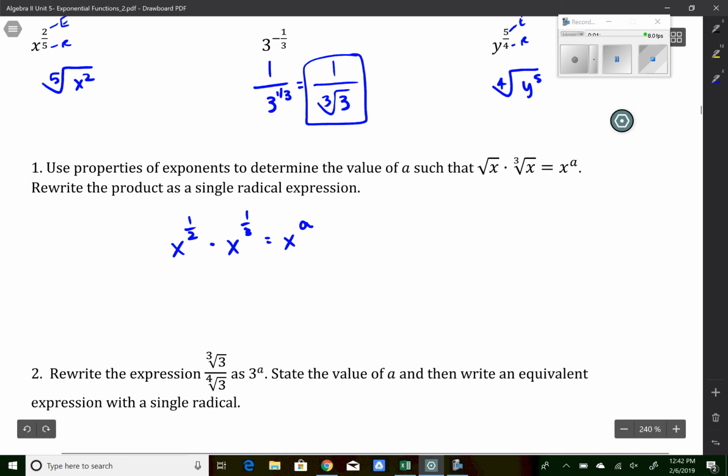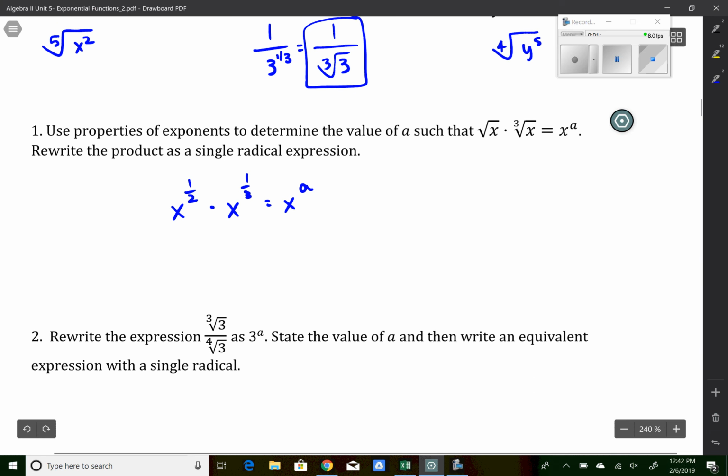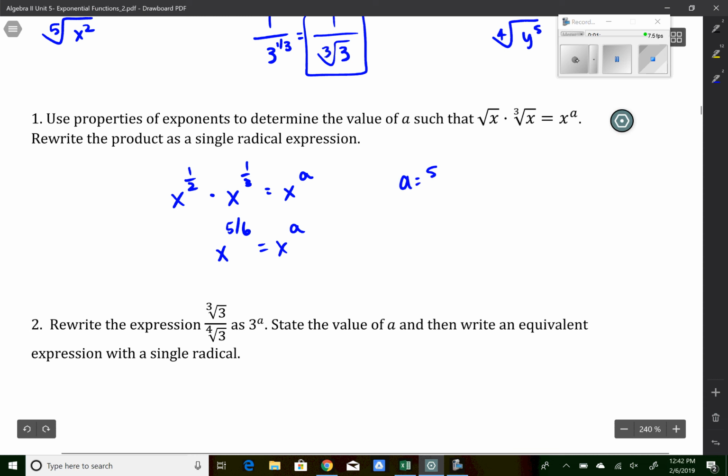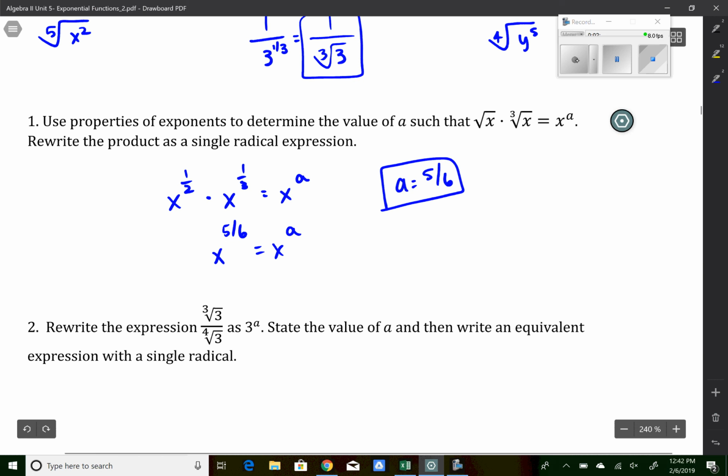Using our properties here of multiplication of variables, I can add the exponents. If I do 1/2 plus 1/3, I get 5/6. Therefore, a is 5/6. Now that I know a is 5/6, I can then say, well, x to the 5/6 written in radical form would be the 6th root of x to the 5th power.